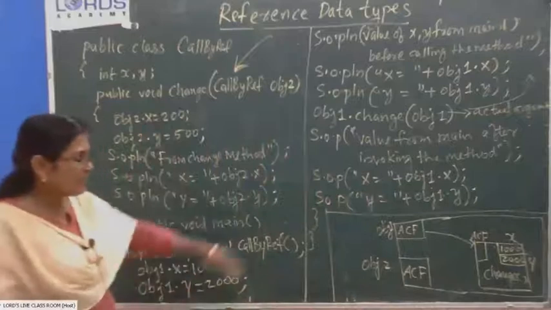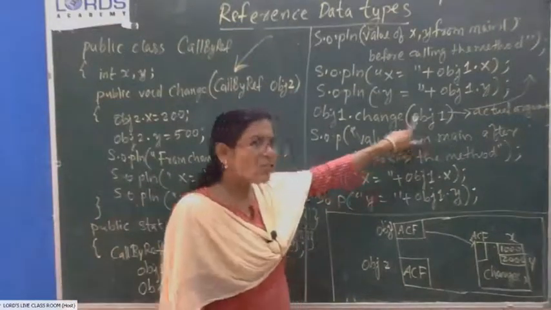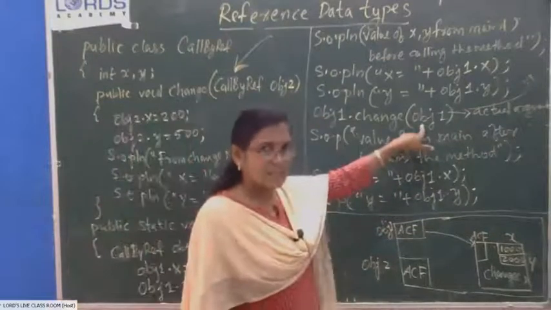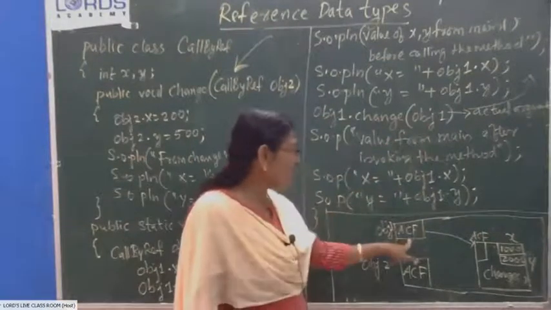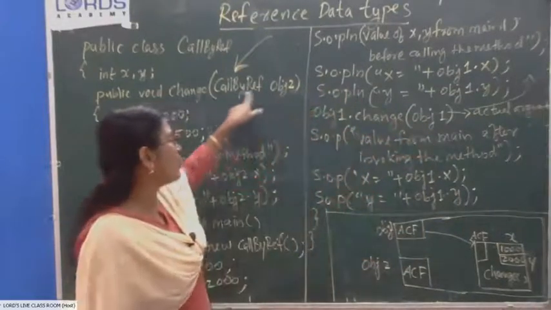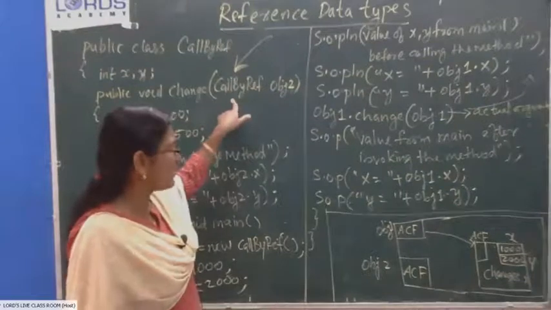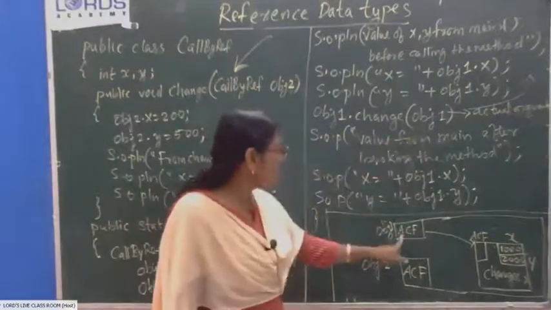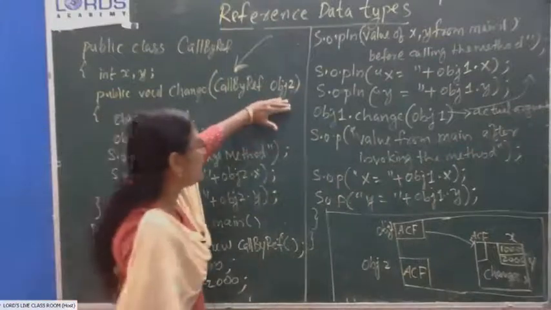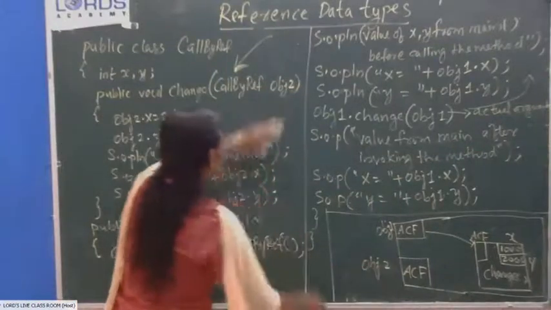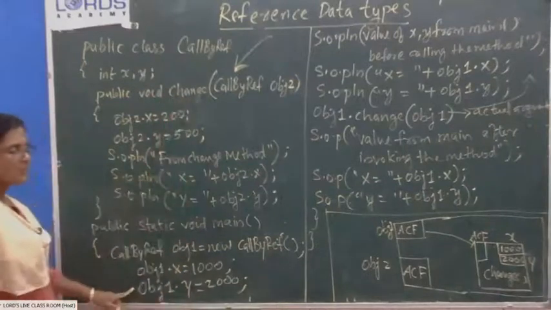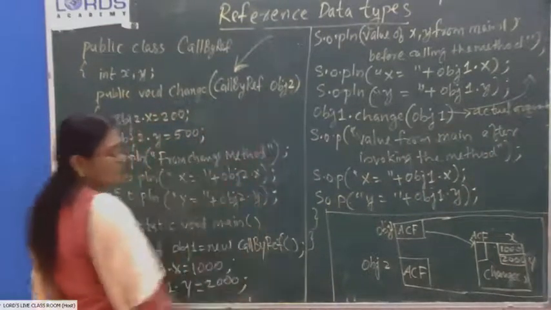So when you are passing an object to a method, only that reference variable we are giving here. Whatever is there in the reference variable, that's an address. That address will be copied to a variable of that particular class type. So obj1's value, this address, is copied to obj2. Now this function works with obj2. The change function doesn't know about obj1. The change function knows about obj2 only.